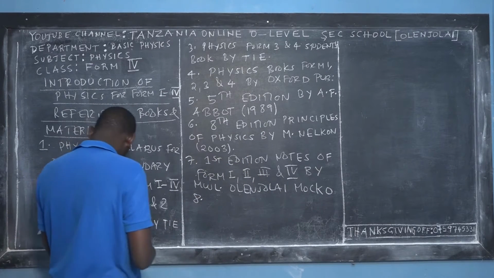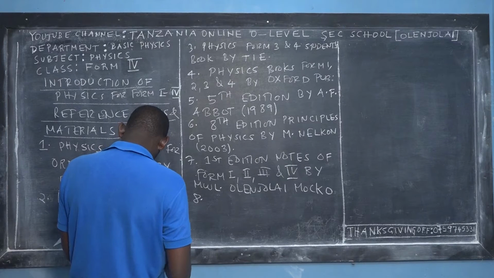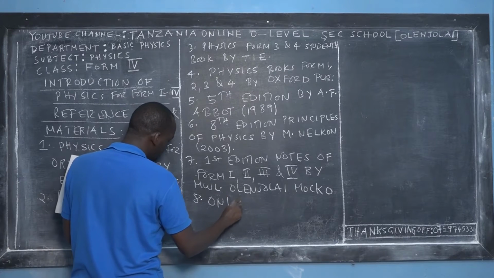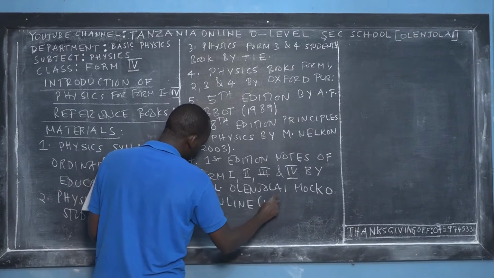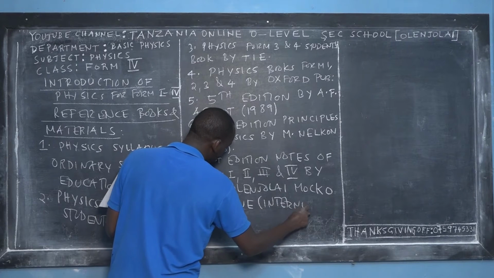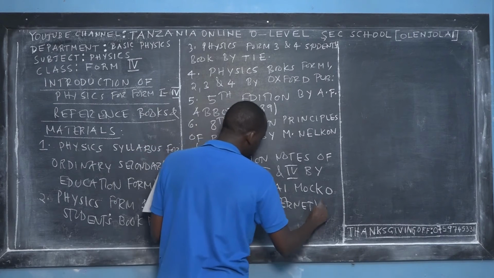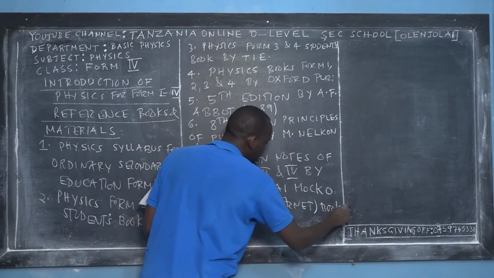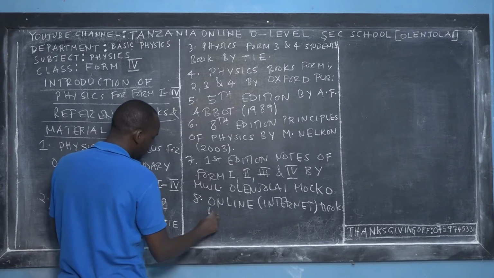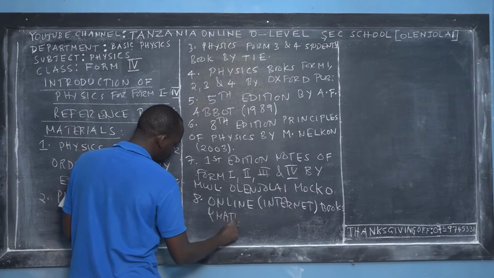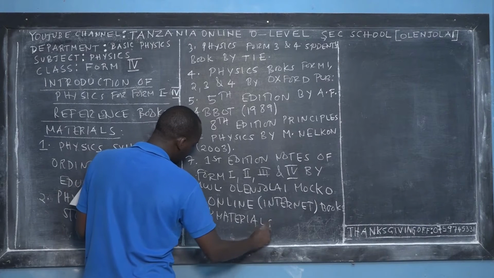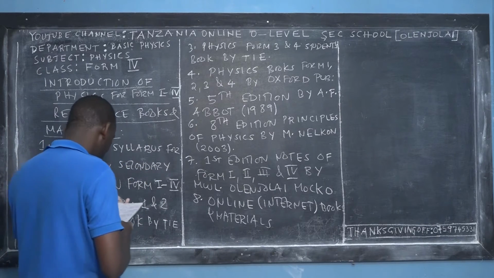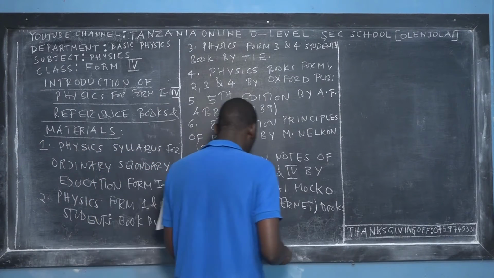The next reference, students also might use online, or in other words we call it internet books. Online means that the internet is full of books, physics books, and even materials. But you have to be careful. That's why you should have the syllabus, because sometimes you can learn stuff which is above your level.